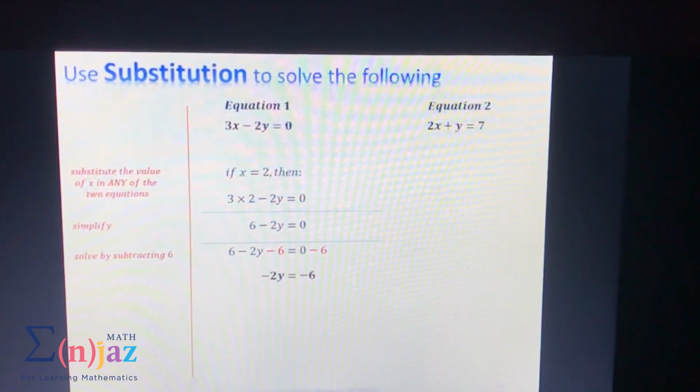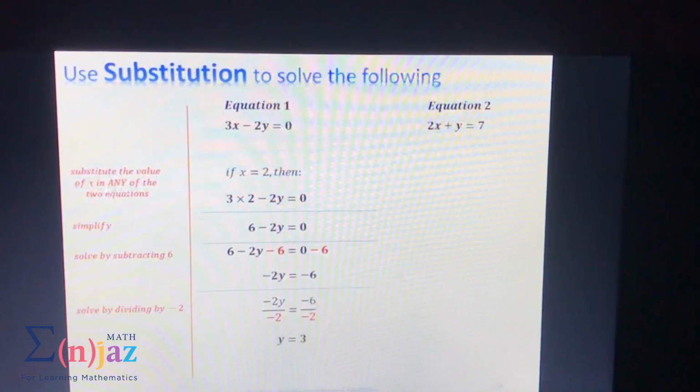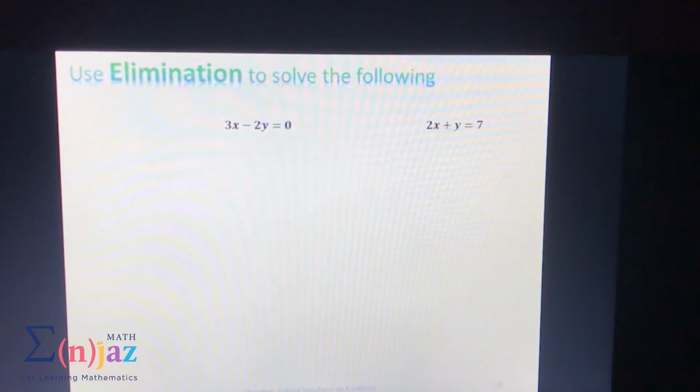Get rid of the coefficient by dividing all by negative 2. So y is equal to 3. And that's what we ended with graphically. Now, let's use the elimination method.